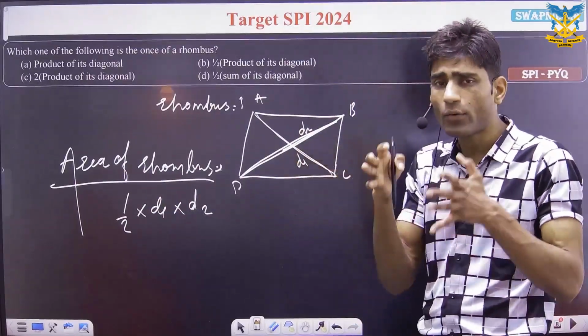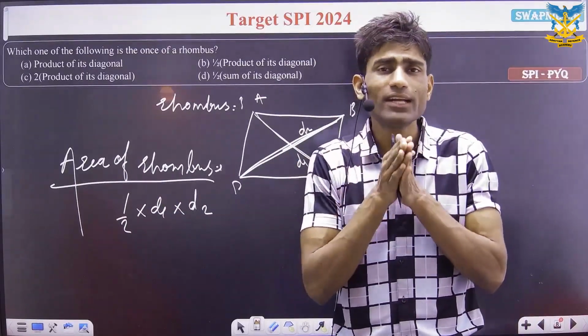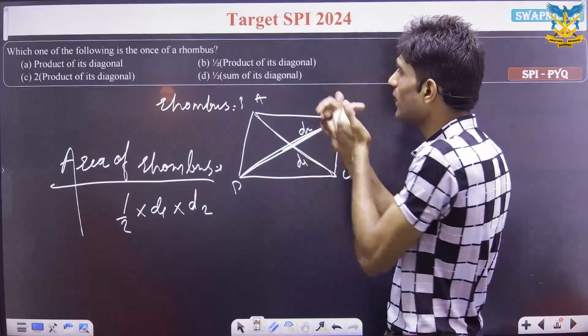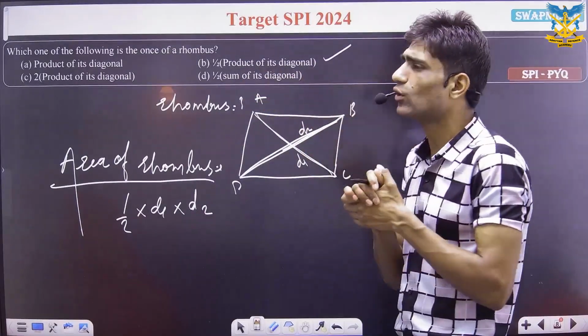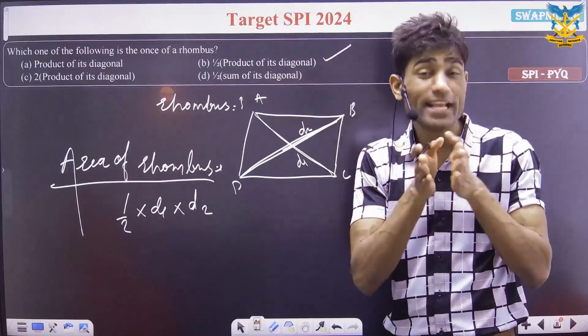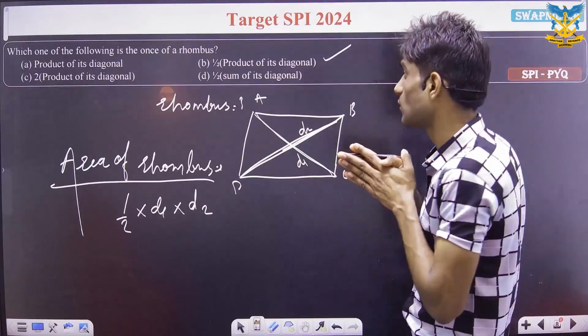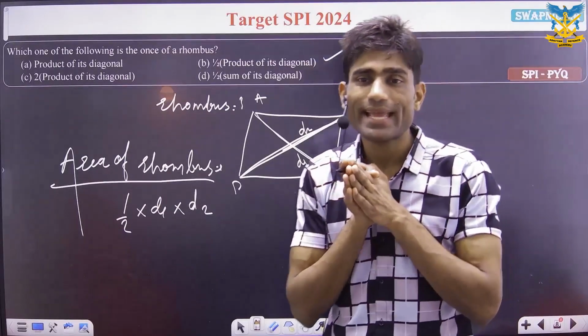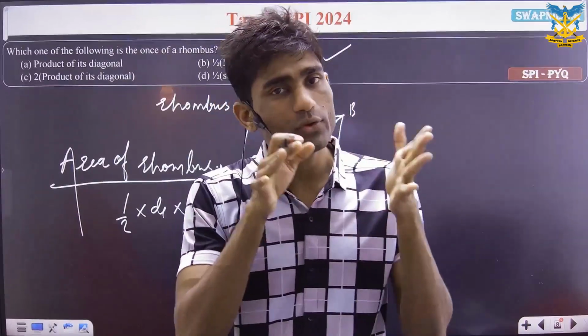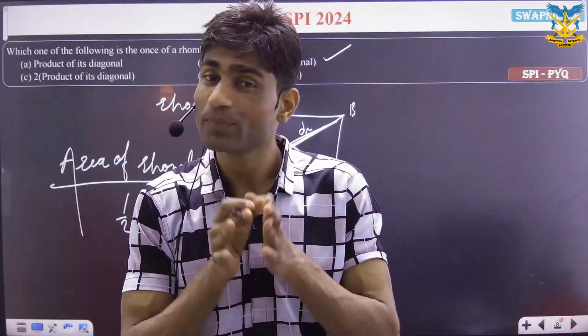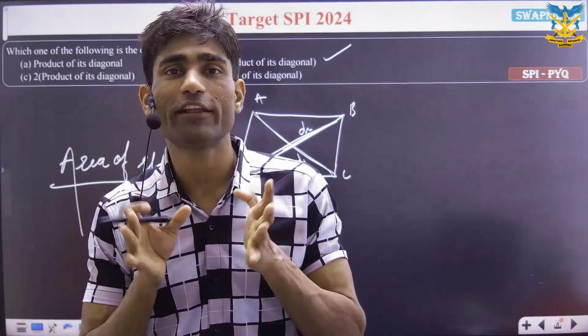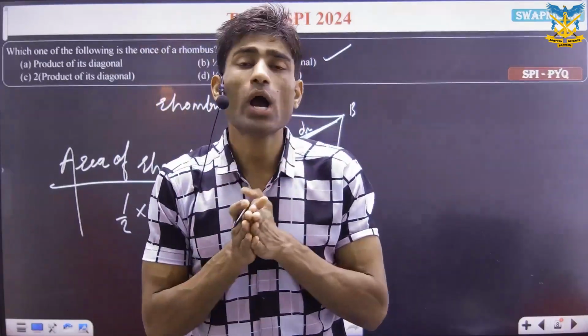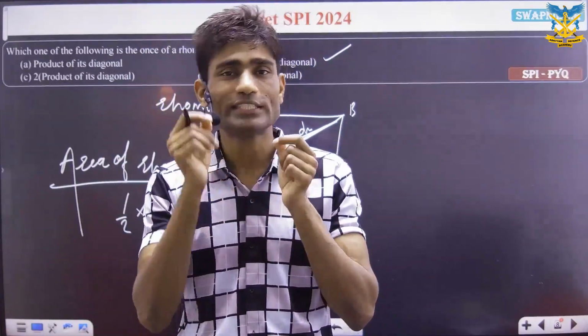Now you have to think logically. If we are given 1/2 into the product of its diagonals, that means it is the area of a rhombus. Most of the questions in your exam paper are quite confusing, but the meaning is not difficult. If you have a good concept, you can answer this question in a second.